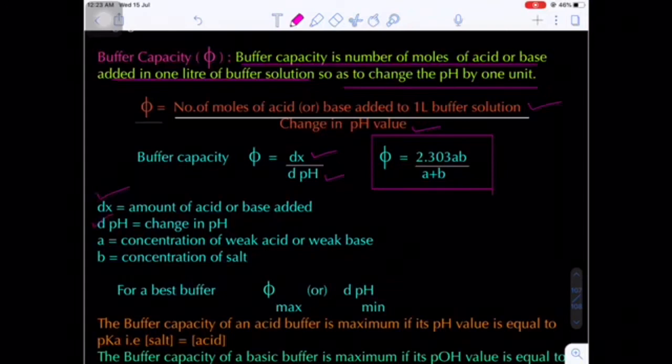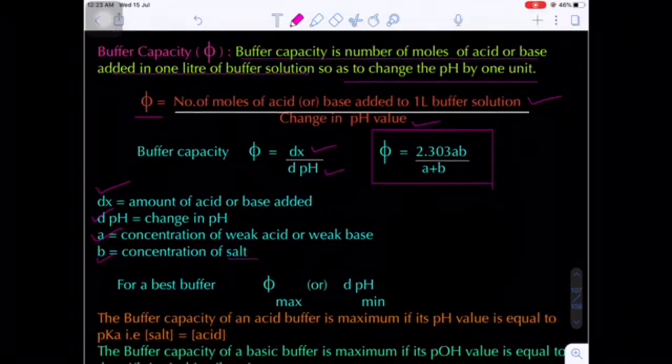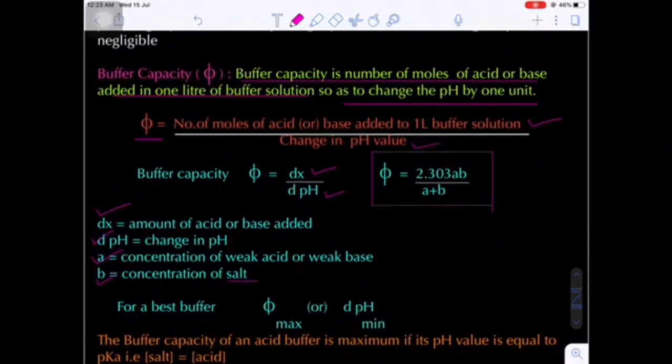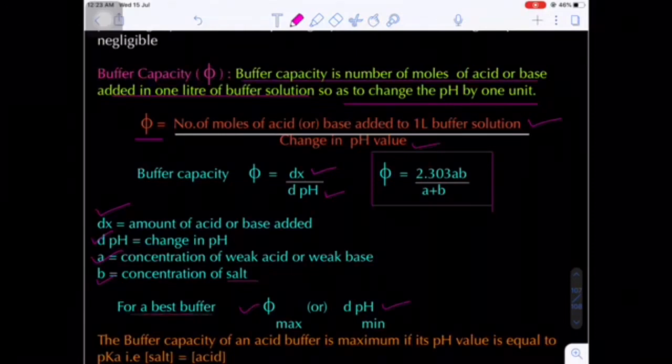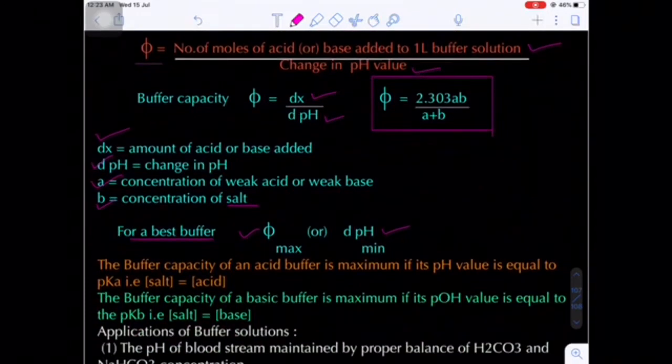buffer capacity. What is delta X? The amount of acid or base added. What is delta pH? The change in the pH. What is the small a? Concentration of the weak acid or weak base. And what is B? Concentration of the salt. Now here, if the change in the pH value is very small, then the phi value is very high. That means the maximum phi value, or minimum change in the pH of the solution, corresponds to the best buffer.